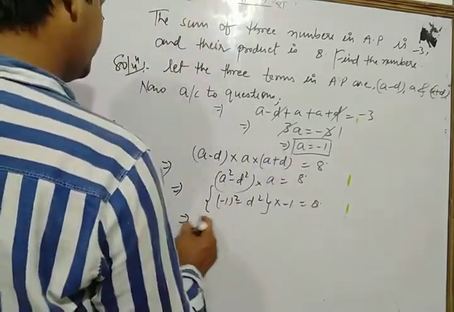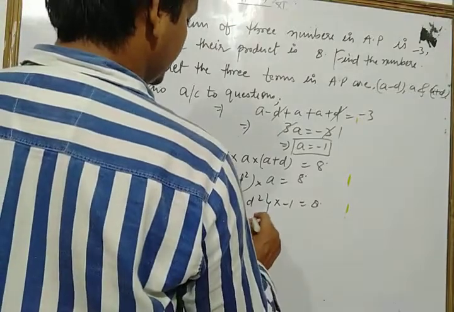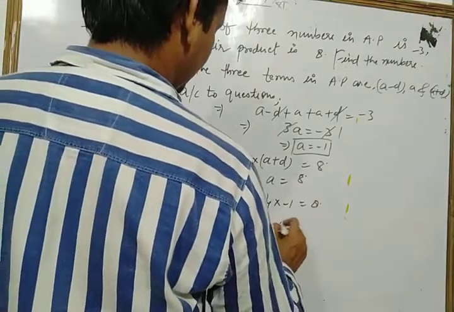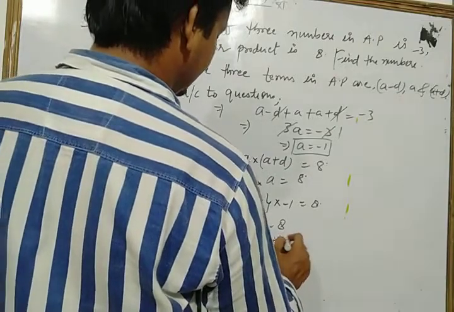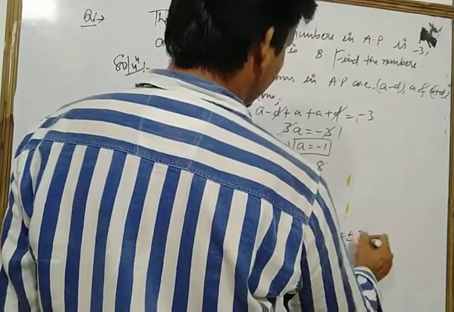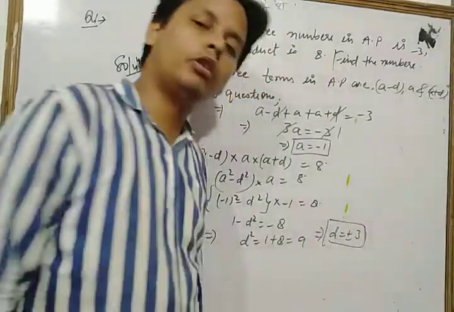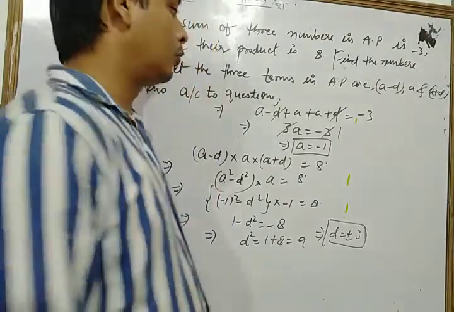Now we have minus 1 squared, that is plus 1, minus d squared is equal to minus 8. Now we have d squared is equal to 1 plus 8, that is 9. So the value of d is equal to plus or minus 3. So the value of d, the common difference of that AP, is 3.